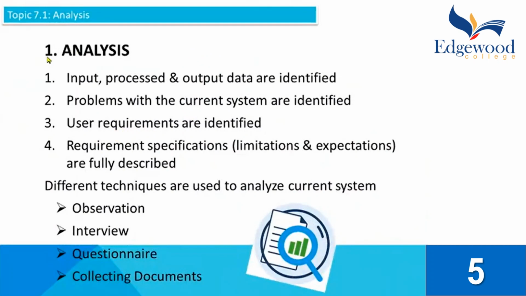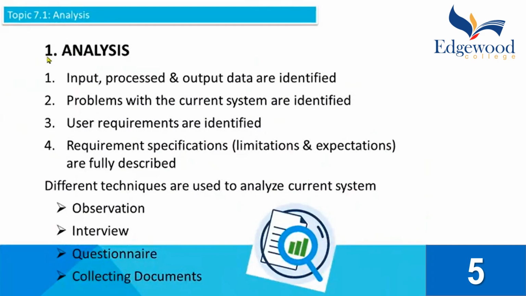Now, number four, we have requirement specifications. The requirement specification talks about limitations and expectations, okay, that are fully described in the analysis phase. What are the requirements that we're going to need, right? We've looked at the user requirement. What are the information requirements that we need? And also, as number five, we look at identifying the hardware and software that will be needed for the new system.